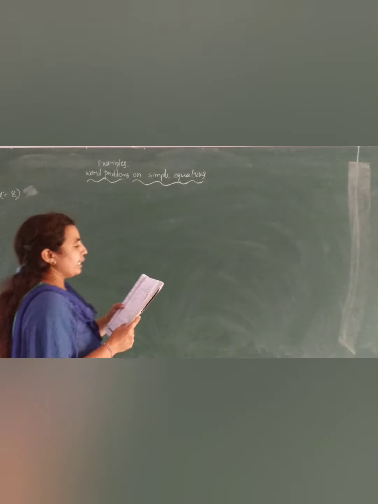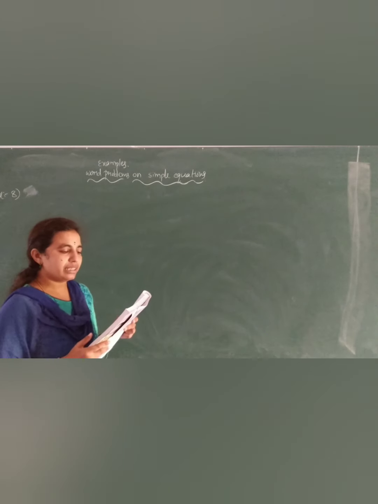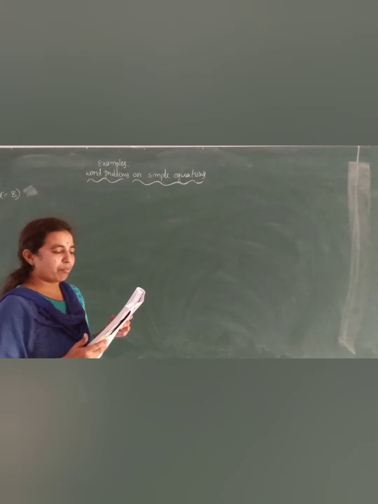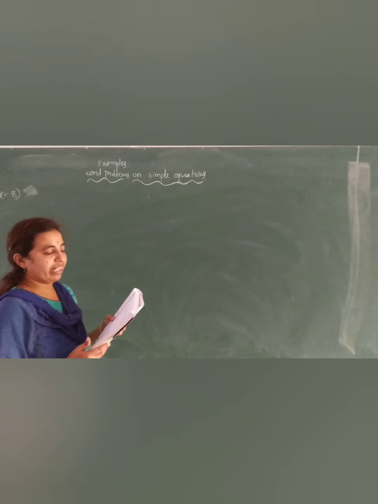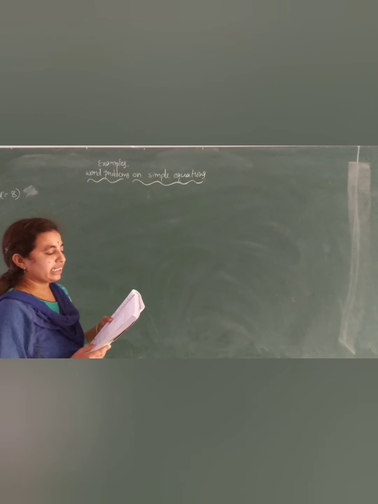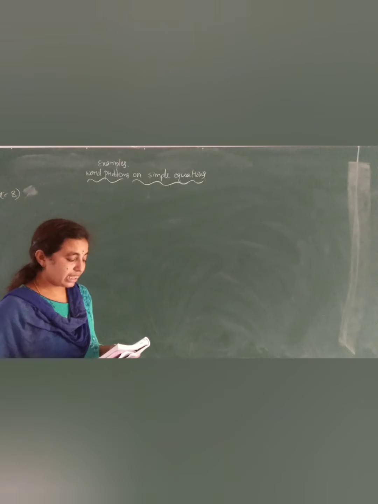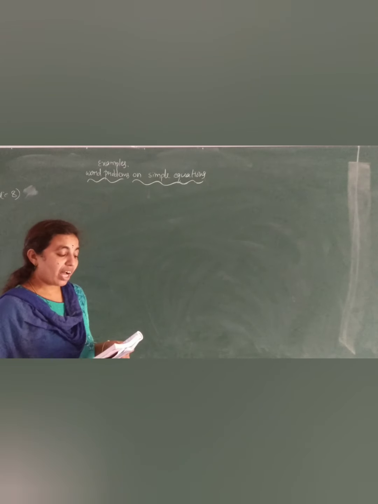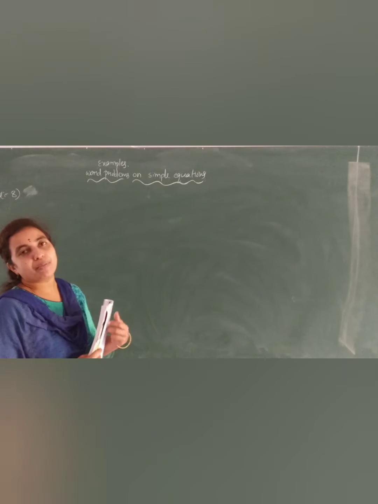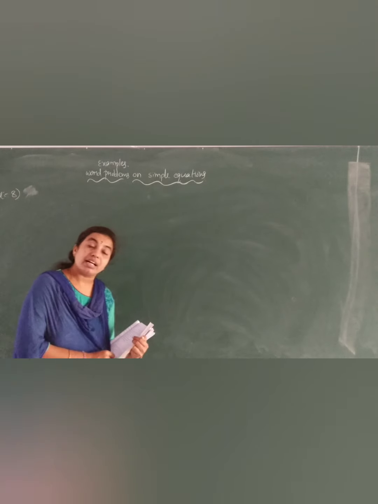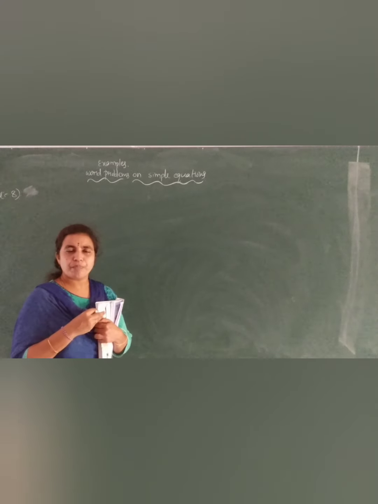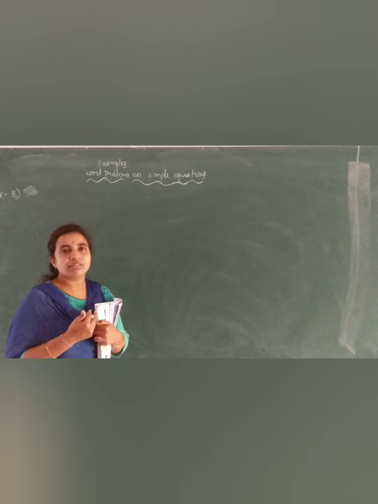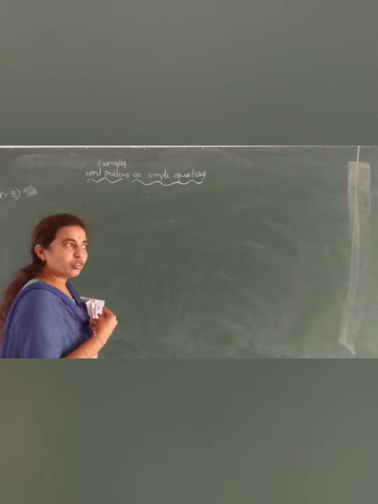Okay. Now, example 8. The present age of Ramu's father is 3 times that of Ramu. After 5 years, the sum of their ages would be 70 years. Find their present age. So, what is given here? The present age of Ramu's father is 3 times that of Ramu. Now, do we know Ramu's age? We don't know Ramu's age. So, what you have to do first?